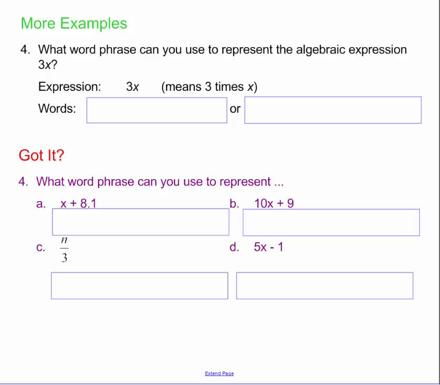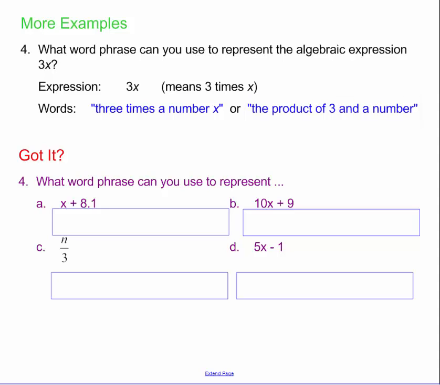All right, more examples. Number 4, what word phrase can you use to represent the algebraic expression 3x? Well, when you put a number next to a letter like that, it means 3 times x. So how could we represent that in words? Well, we could write 3 times the number x. Or we could use that other word that means multiply, product. So we could call this the product of 3 and a number. We usually prefer the more sophisticated wording rather than just using the word times.